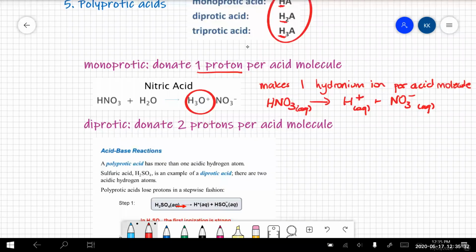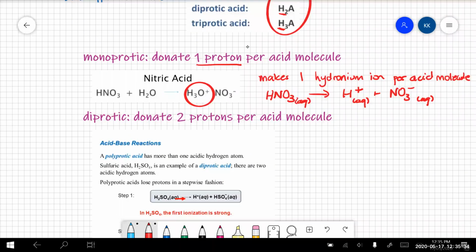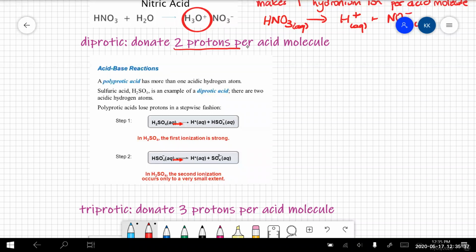All right, polyprotic acids, diprotic, triprotic. A diprotic can donate 2 protons per acid molecule. And our classic example for this is sulfuric acid. And we see here the simplistic idea that we're just breaking it up into H plus and HSO4 minus. But the HSO4 minus still has an acidic hydrogen. So that can go further and it can make another hydrogen ion and the sulfate ion.